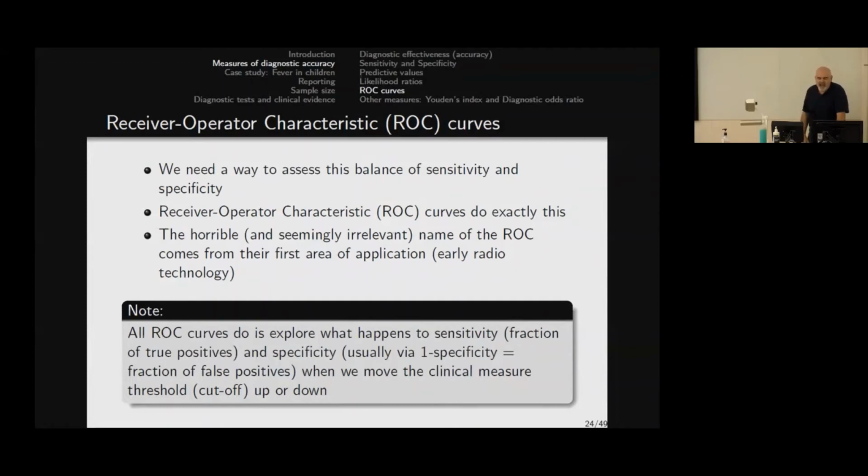Okay, so how do we actually decide where this balance should be? We can use receiver operator characteristic curves, also called ROC curves, and really that's what they are. And this is a horrible name for these things. It comes from early radar technology. That's where the name comes from. So I would just forget it and call them ROC curves, because receiver operator characteristic curves doesn't mean anything. Well, it's not meaningful to us at all. Okay, so I just want you to note that all ROC curves really do is explore the balance between sensitivity and specificity as we move the threshold around, okay?